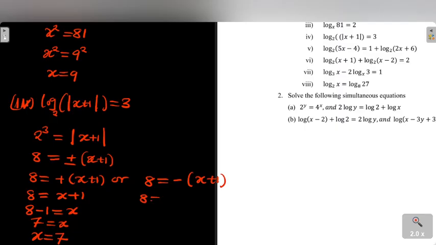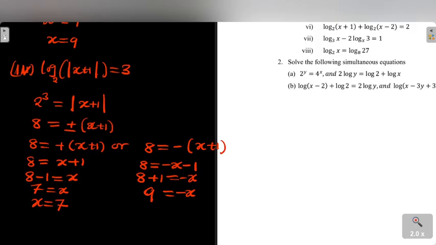We have 8 equal to negative times x. It will be negative x. Then negative times positive 1, it will be negative 1 there. So we have 8. Then this negative 1 will cross an equal sign, so it will be positive 1. This will be equal to negative x. So 8 plus 1, that's a 9. This will be equal to negative x.